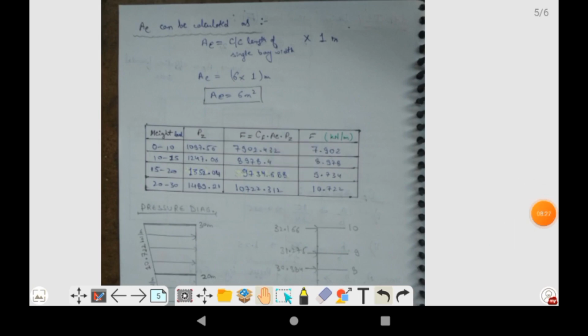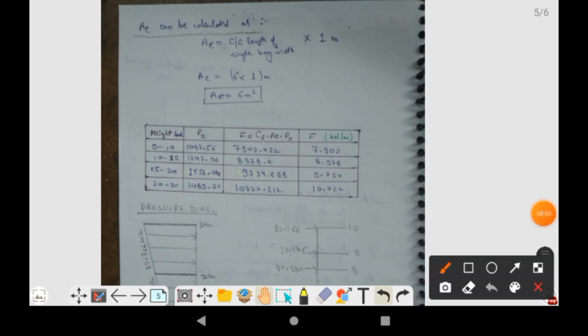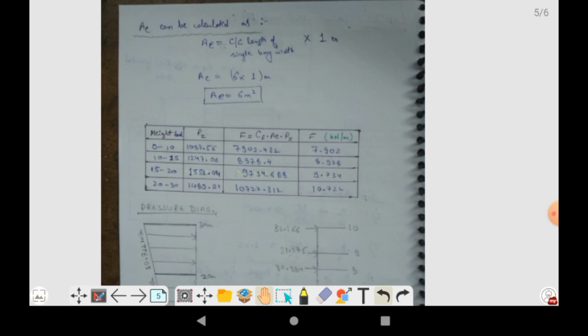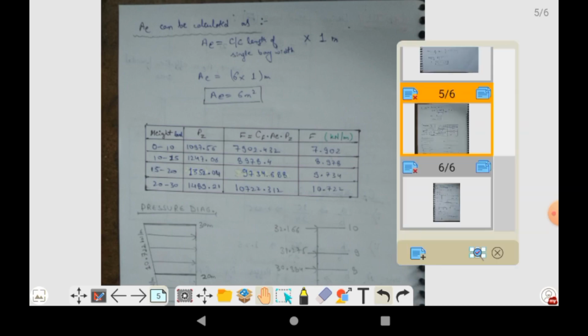Now we have to calculate the frontal area, that is AE. We can find it by using this formula, that is center to center length of single bay width per meter. So per meter it means 1 meter. As we know, center to center length of single bay width. As I have already mentioned in the question, let me just show you in the given data.